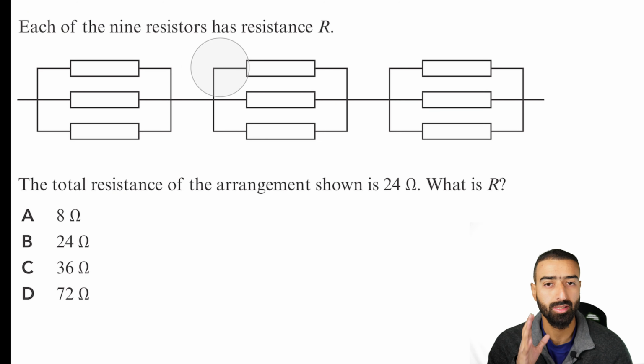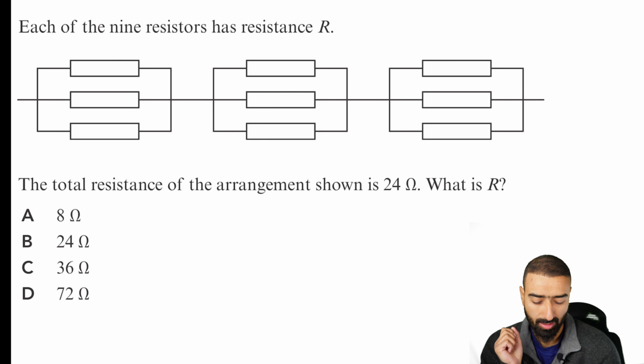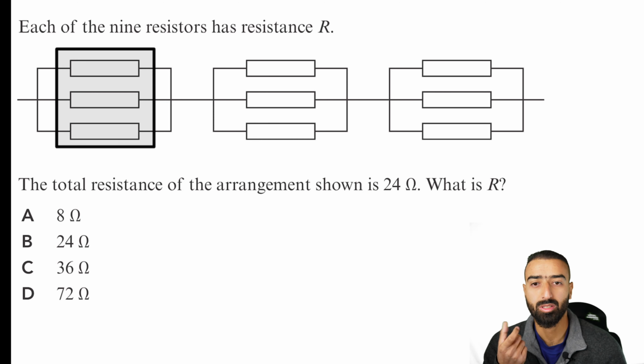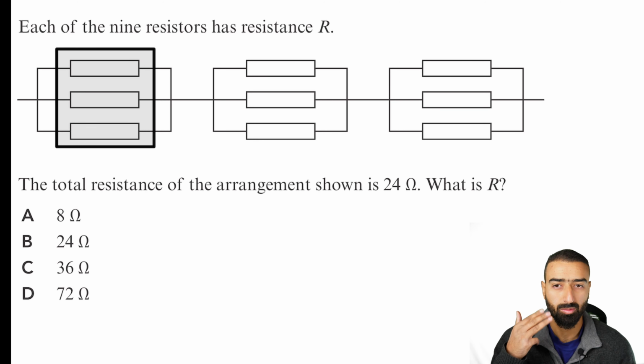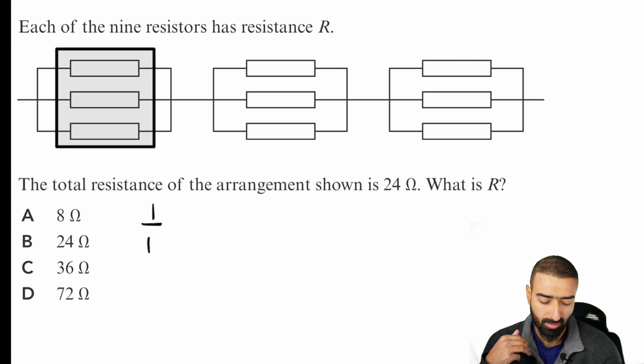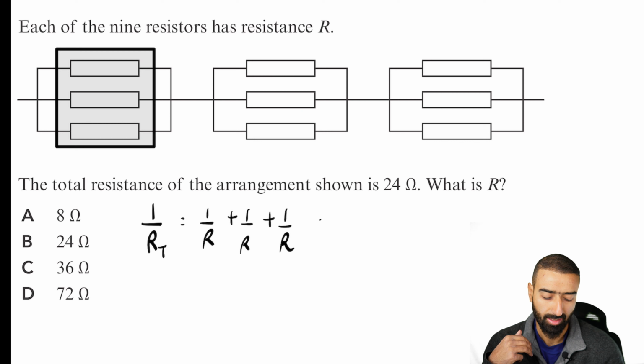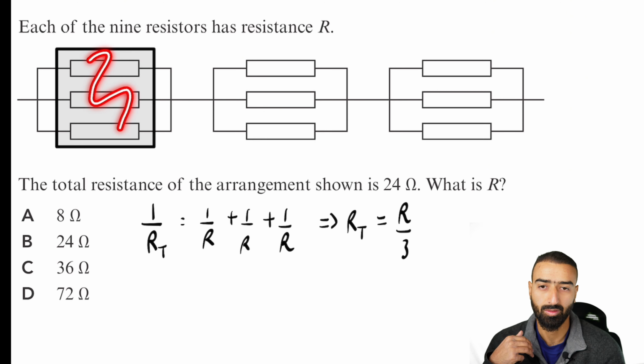Each of the 9 resistors has resistance R. The total resistance of the arrangement shown is 24 ohms. What is R? In order to solve this, let's figure out the resistance of this block. We must note that the 3 resistors are in parallel, so the total resistance of this combination would be 1 over R plus 1 over R plus 1 over R. And that gives us that the total resistance is R over 3. So that's the resistance of this block.